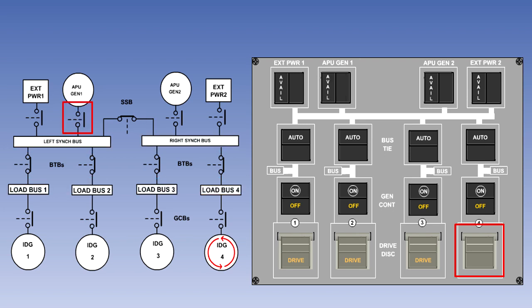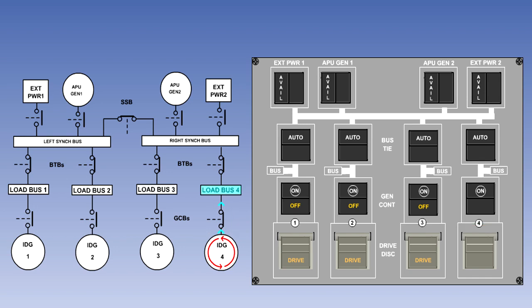When the generator output voltage and frequency are within limits, because the APU generators or external power cannot be operated in parallel with the engine-driven generators, the automatic control system will first disconnect the APU generator or external power from the synchronizing busbar, and then close the number 4 GCB.